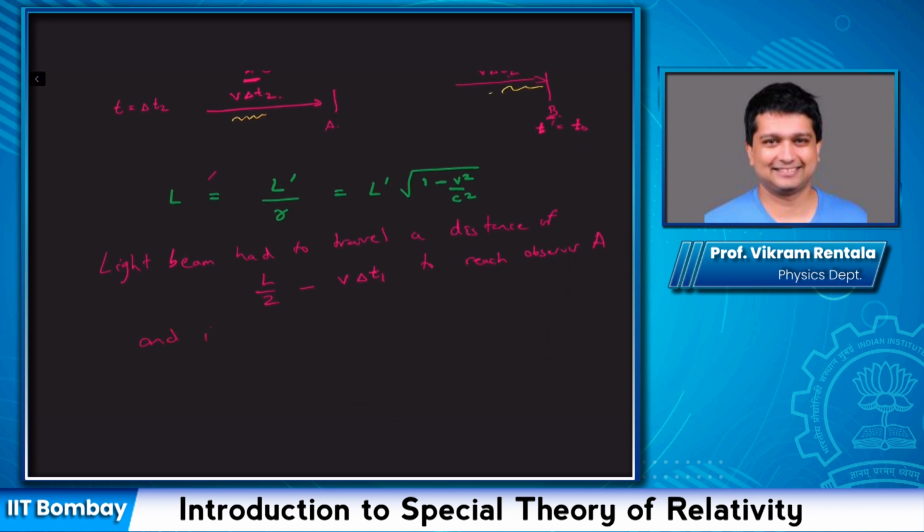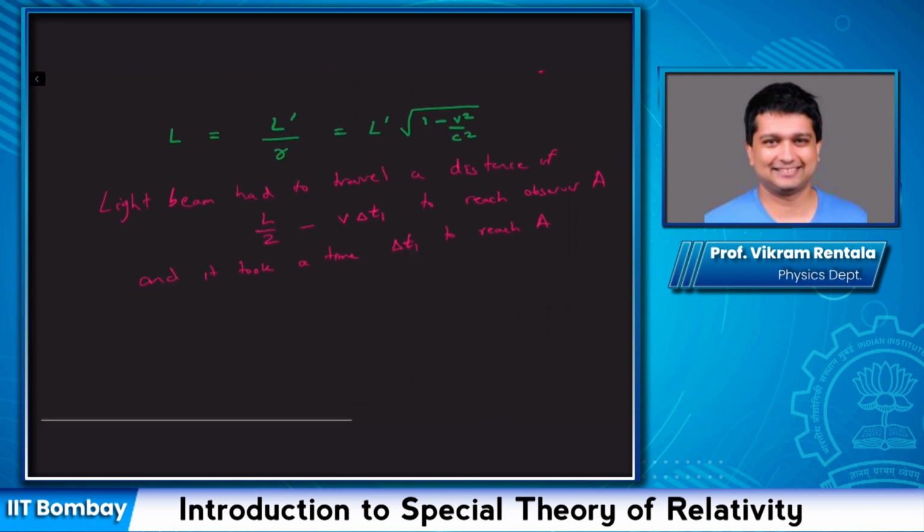And it took a time delta T1 to reach A. Since light travels at the speed of light, as seen by the observer on the ground, the observer on the ground will conclude that the distance it traveled, L by 2 minus V delta T1, divided by delta T1, the distance it traveled divided by the time it took, should just be the speed of light, okay?